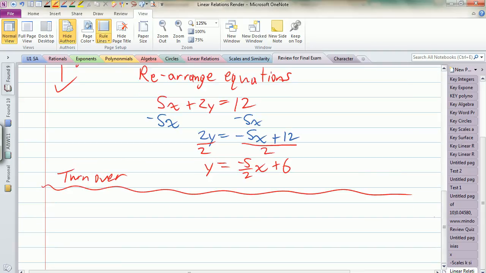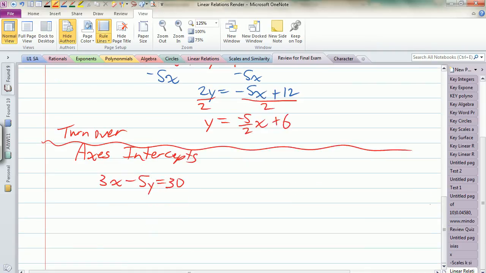On the back side, after this we looked at graphing our axes intercepts. So that's another method we looked at. Let's take the equation 3x minus 5y equals 30. What I want you to do is find your x-intercept and find your y-intercept. That way we can graph it.